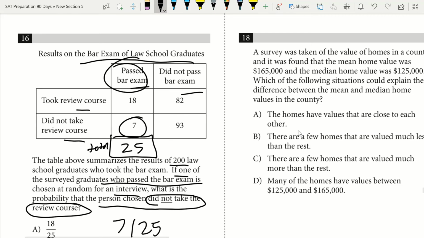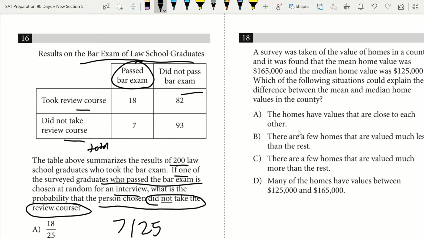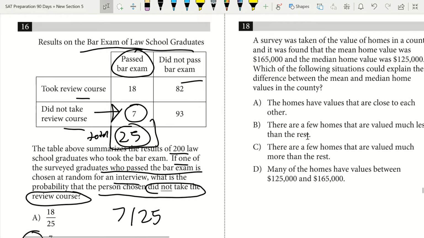All right, so as far as tips you can put in your notes for this one, anytime I'm dealing with a table and I'm dealing with probabilities, one thing I always like to do is circle or box my column that I'm working with, and then also find what my row is going to be, and then find that answer, then find my total, right? You saw I had to fill it in this case, and then I kind of circled that. That way I see what I have over my total. In this case, it was 7 people who didn't take the review course out of my total of 25.